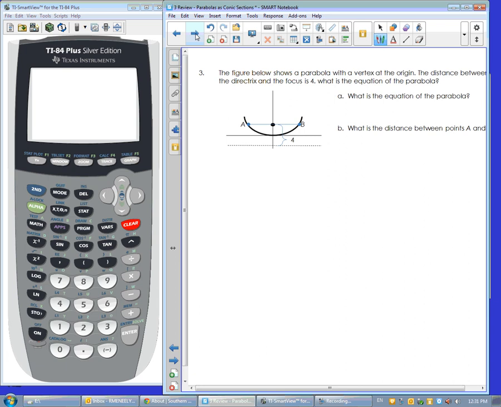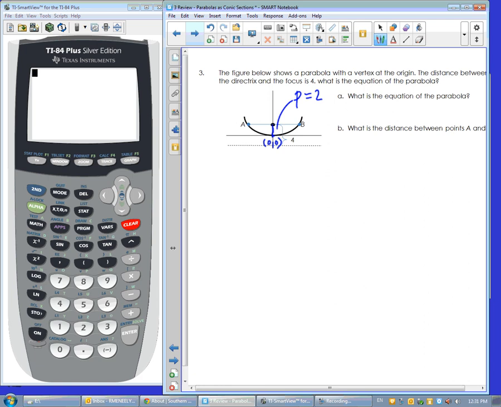Okay, number 3, this is where we start getting into some applications. In number 3, it says the figure below shows a parabola with a vertex at the origin. So this is important. We know that this is at (0, 0). And it says the distance between the directrix and the focus is 4. Now, be careful of that. That's the distance between the directrix and the focus, not our focal length. Remember, our focal length is the distance between the vertex and the focus. That means our focal length, and I'm going to call it p, has to be 2. Since this graph is opening up, I know p is going to be positive.